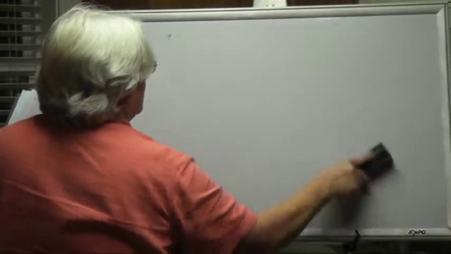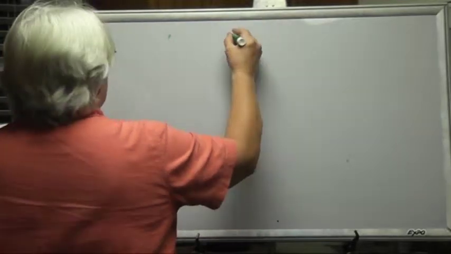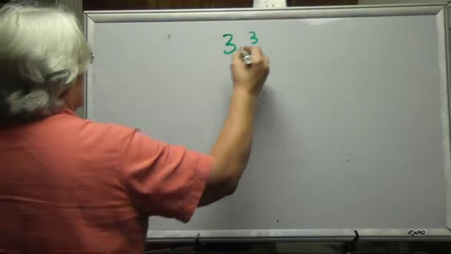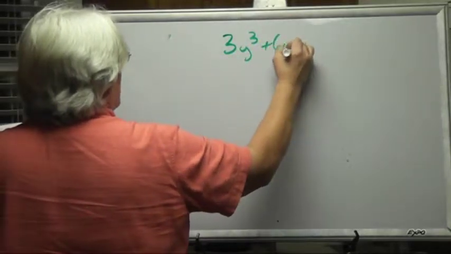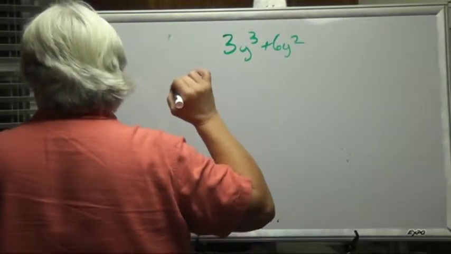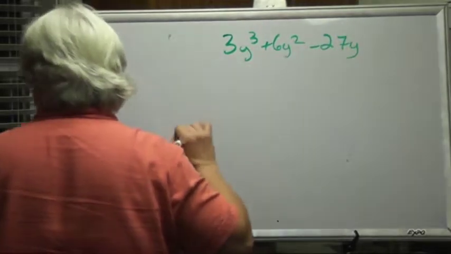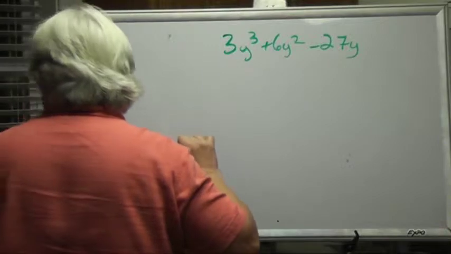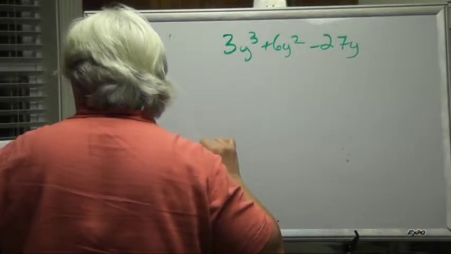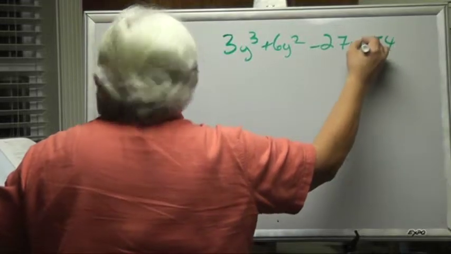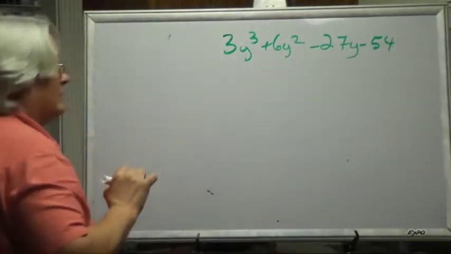See what I have here. We have 3y cubed plus 6y squared minus 27y minus 54. Whoops, I guess I should put in the minus 54.